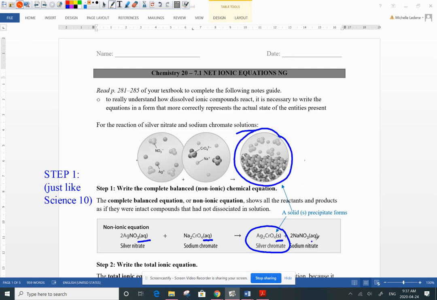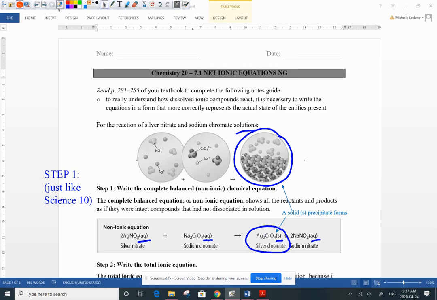And then the other product that forms, because it's a double replacement, so we have two products being formed. Now this one is aqueous. Again, we check our solubility table, and this is just like Science 10. This is nothing new. We balance it. We make sure our number of silvers on the left and our silvers on the right are equal in number, and there's no net charges or anything. So this is just normal Science 10.